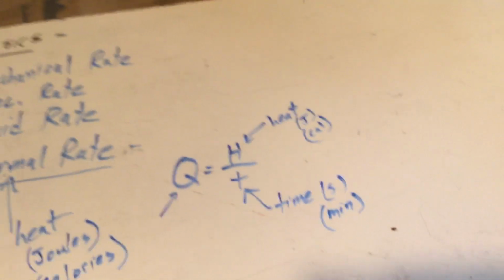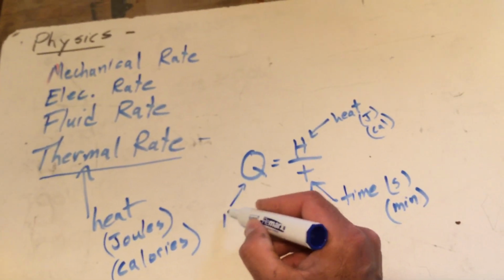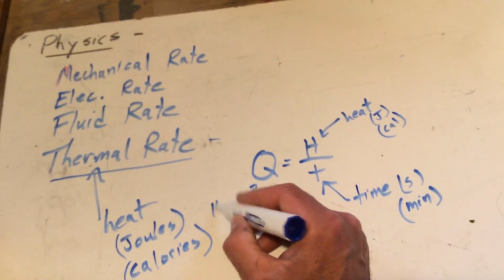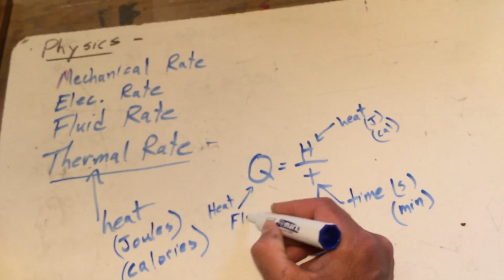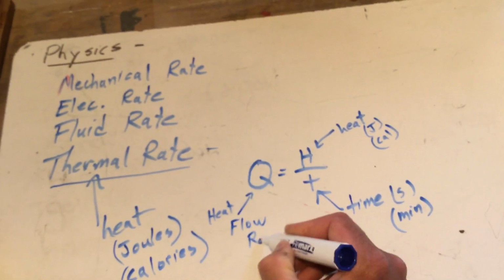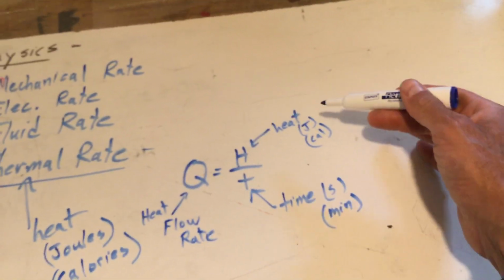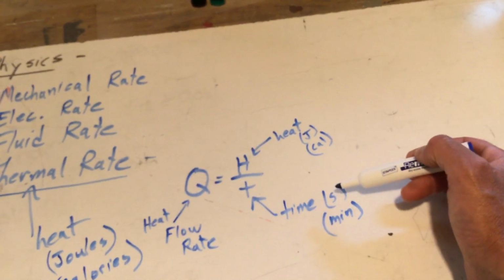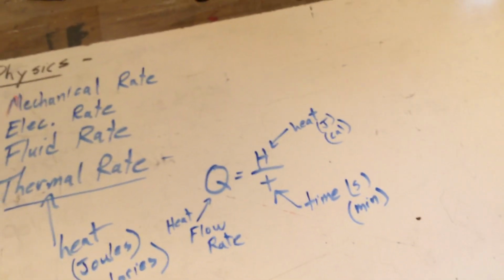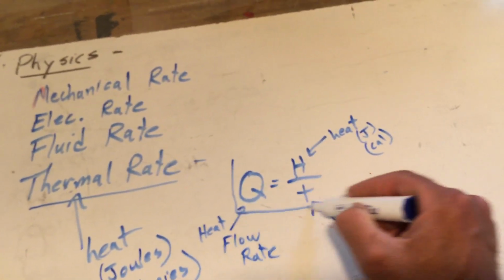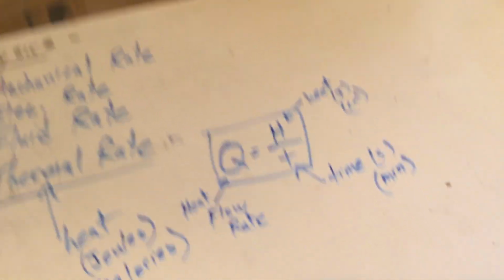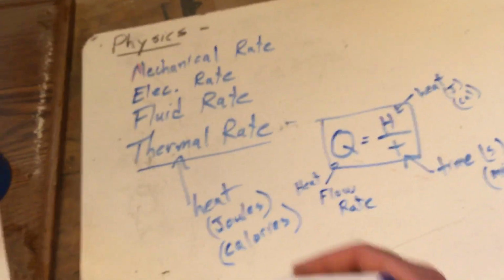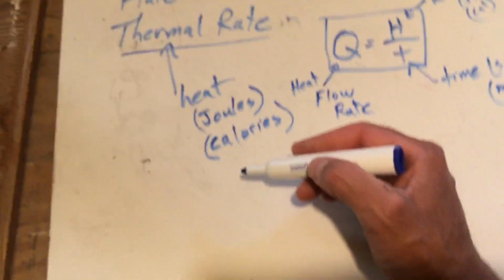And then the flow rate, or the heat flow rate, I should say, would either be in joules per second or calories per minute or calories per second, depending on what units you're in. All right, so there's one handy equation, pretty easy to use. It's just a division. But how do you actually get the heat? So let's continue on talking about heat for a second.